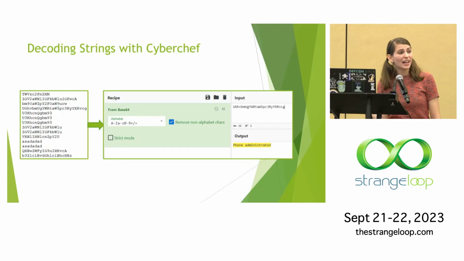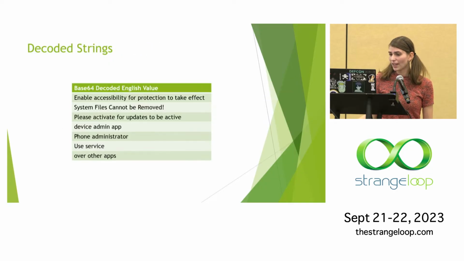And here we go. All we have are our plain text strings now. You can see that this decodes from base64 to phone administrator, which sounds kind of interesting. And if you take a look at all of the different strings inside of that class that we saw that defined so many there, these are going to be the strings of interest that we can actually locate. You can see it's trying to tell you that system files can't be removed. It's checking to see the phone administrator. And it's trying to convince you to enable accessibility for protection to take effect. Now that's kind of interesting, and we'll talk about that more in a second.